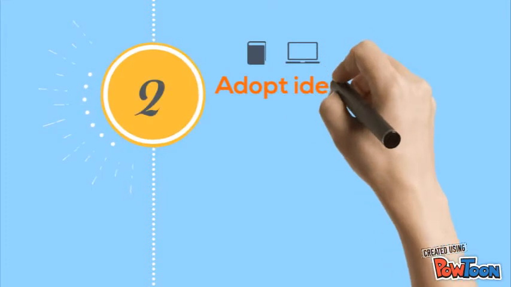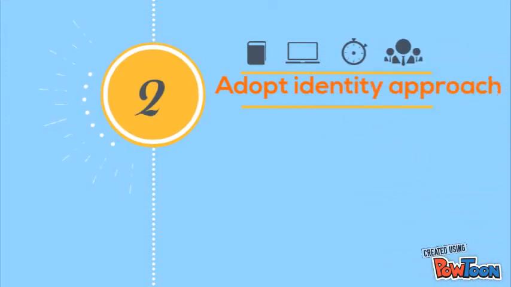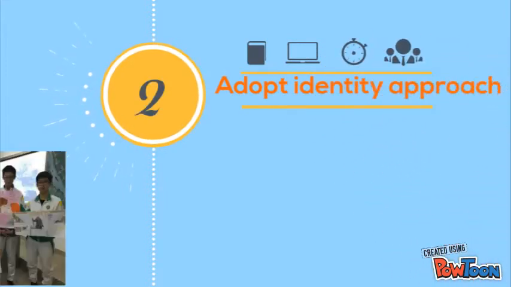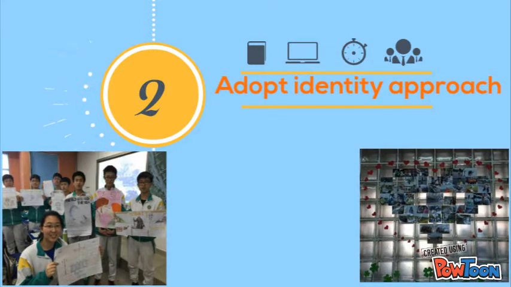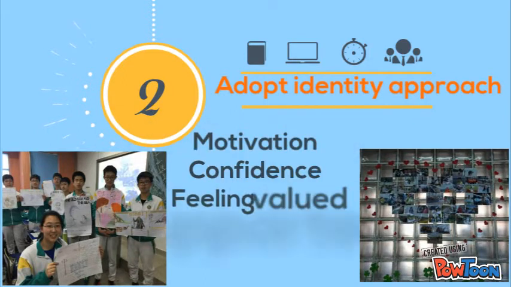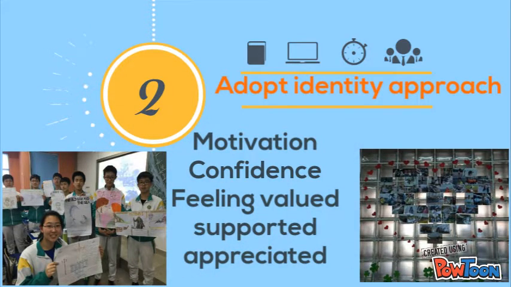2. Adopt identity approach. It helps me integrate the individual language learner and the larger social world. With this approach, my students will have powerful literacy practice and increase their motivation, confidence, and feeling valued, supported, and appreciated.